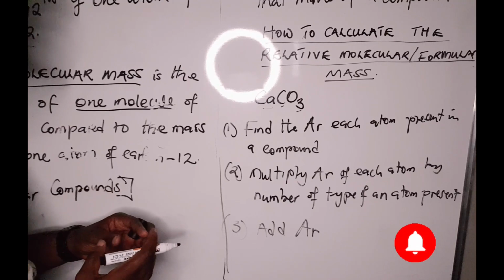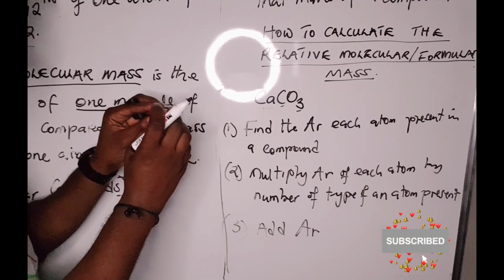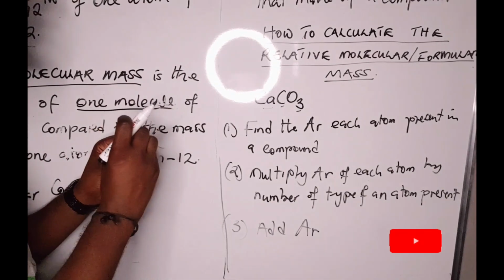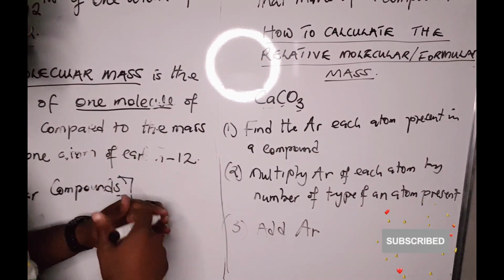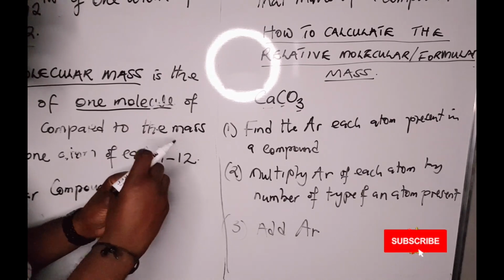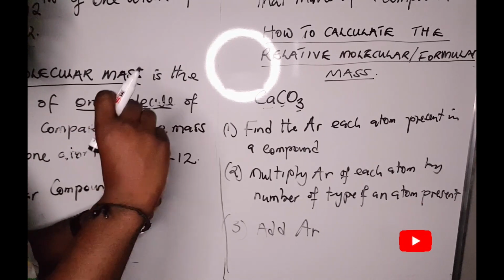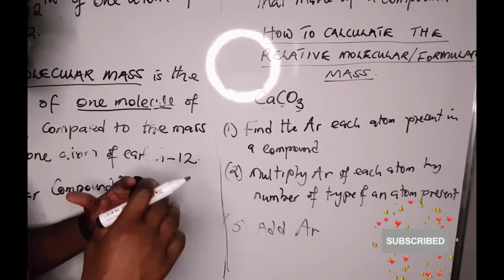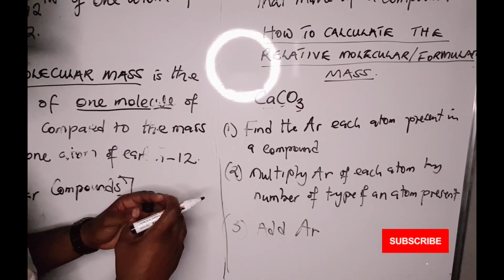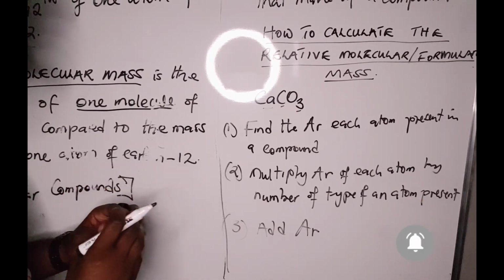So the first thing here is to find the relative atomic mass of each atom present. Then you multiply the relative atomic mass for each atom present in a compound with the actual number of that particular type of atom. Then from there, you add all the relative atomic masses in order to find the relative formula mass or the relative molecular mass.